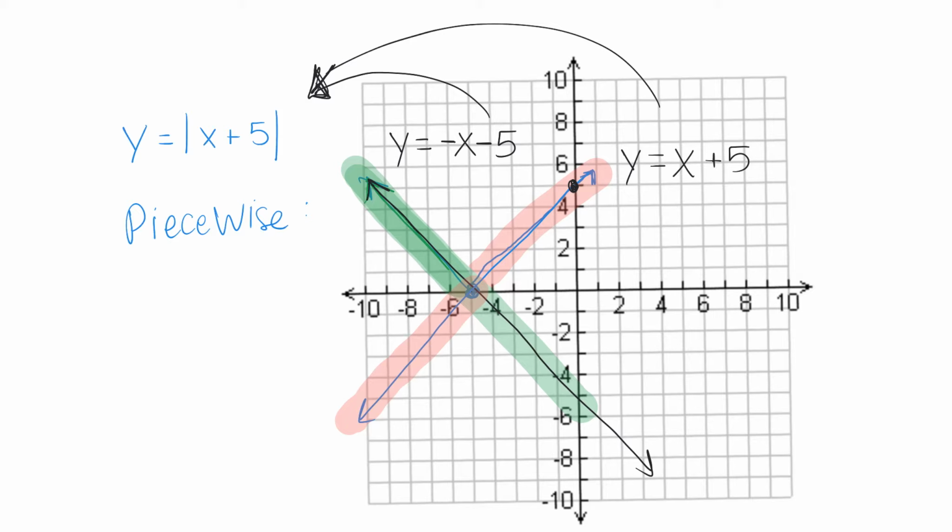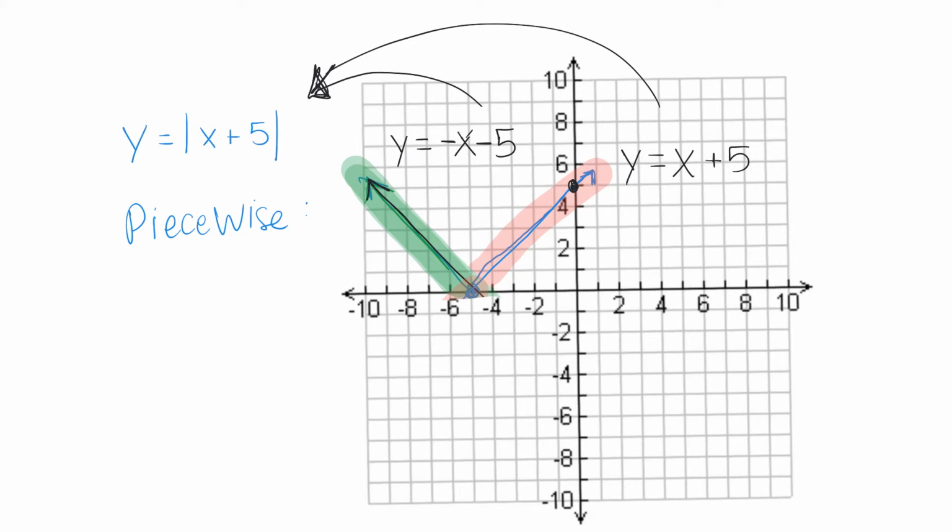But really, these functions don't exist down here at the bottom. So I'm going to erase this because that part doesn't actually exist. I just wanted you to envision it. But where does this switch of these two functions occur? It occurs, I just erased that for some reason. This switch occurs right here at x equals negative 5.